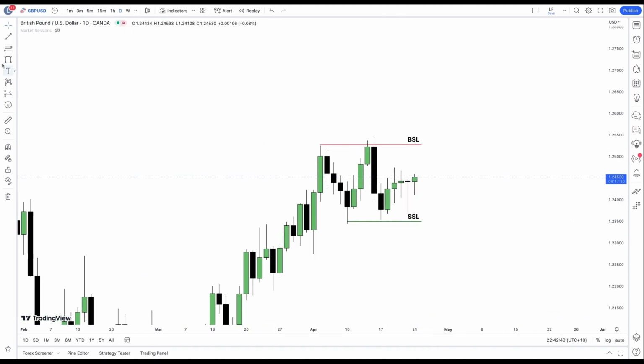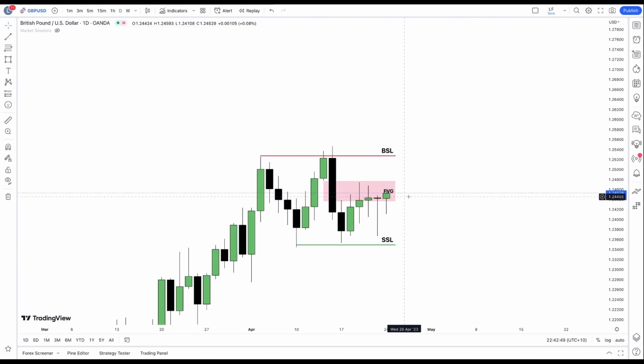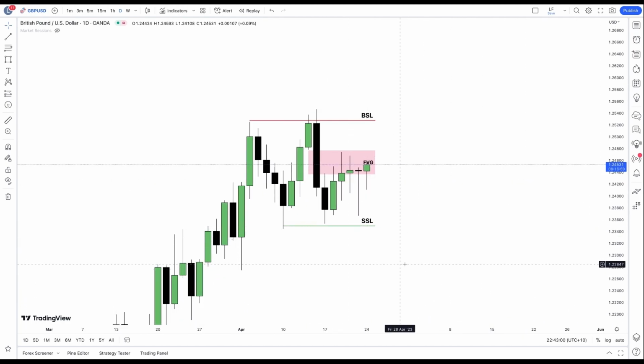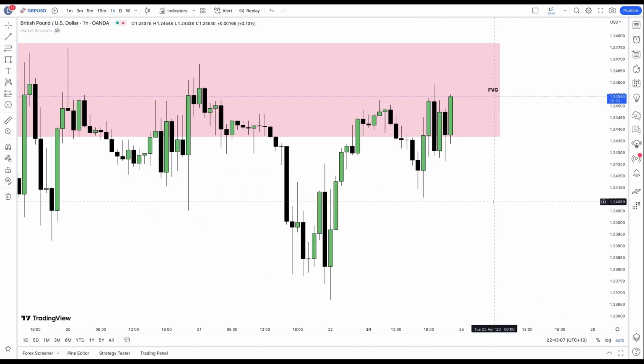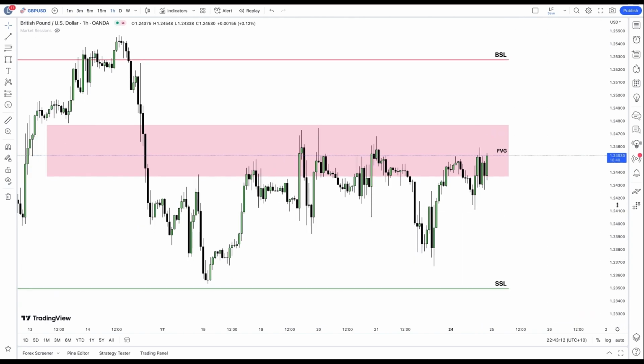So we can see that there's a fair value gap here, and price has already traded into it. So whether the price is actually going to break this buy side liquidity and head up, or break this sell side liquidity and go down, it's hard to really determine that on a daily time frame. So what I like to do is that I normally dive into the shorter time frames, and sometimes it is in these time frames that you can find potential trade setups.